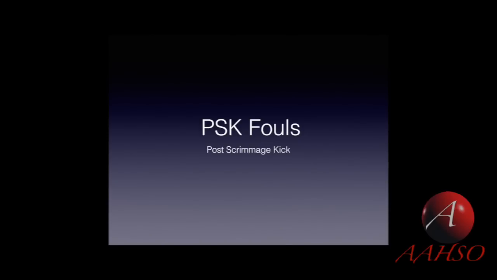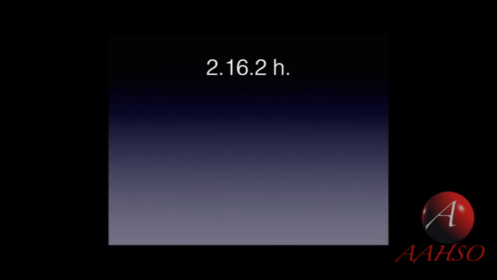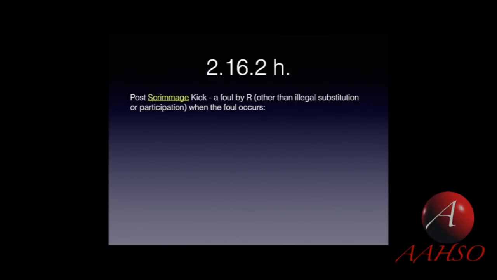Post-scrimmage kick fouls are found in Rule 2.16.2H. And this just explains that a post-scrimmage kick foul is a foul by Team R, or the receiving team, other than an illegal substitution or illegal participation. So there's your two exceptions. And the fouls occur during a scrimmage kick play other than a try or a successful field goal. So here's two more exceptions.